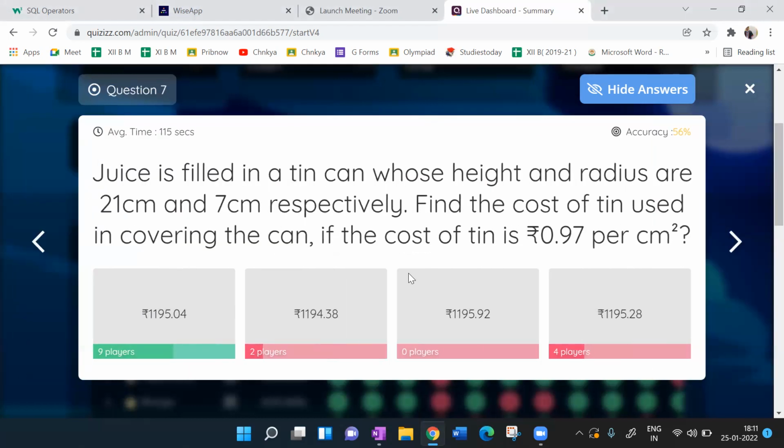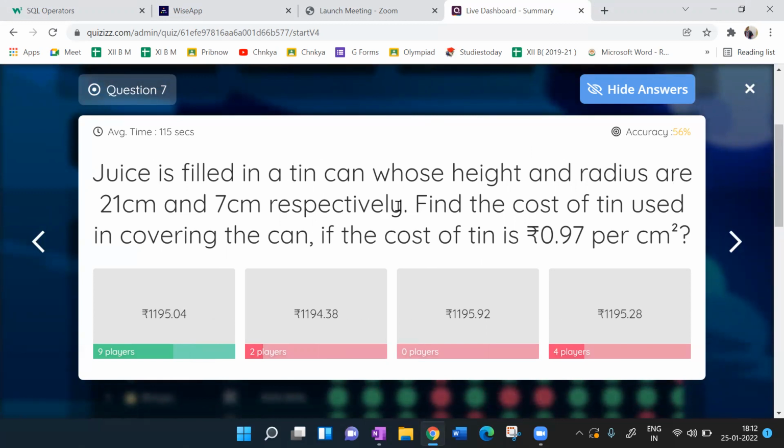So juice is filled in a tin whose height and radius are 21.7 centimeters respectively. Find the cost of a tin used in covering the can. Sir, we need to find the TSA. The cost of the tin is per centimeter, TSA into 0.9. Yes, sir, TSA.